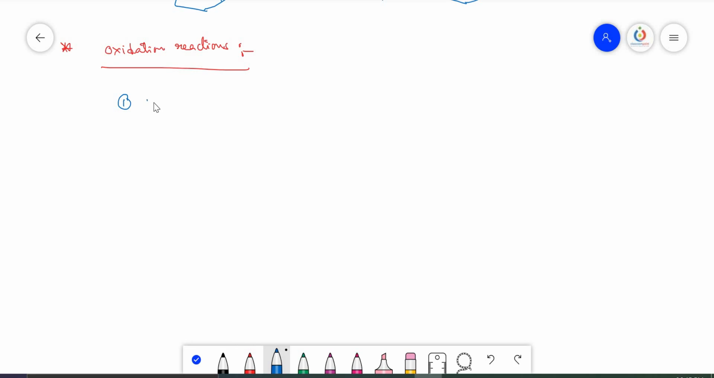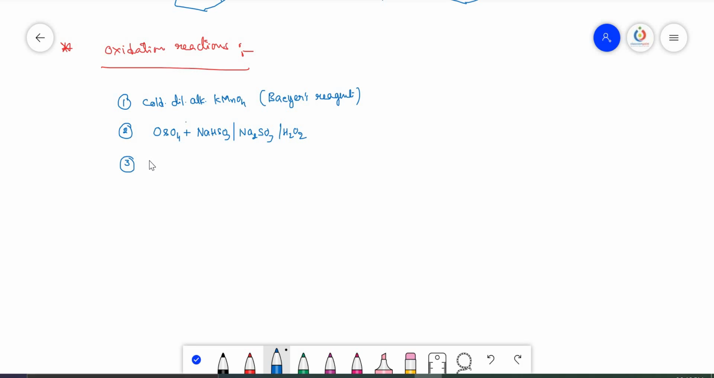So the first one is cold dilute alkaline KMnO4, also called Baeyer's reagent. The second one is osmium tetroxide, OsO4, in combination with NaHSO3 or Na2SO3, either bisulfite or directly sulfite, or you can use H2O2. This is one oxidizing agent towards alkenes.